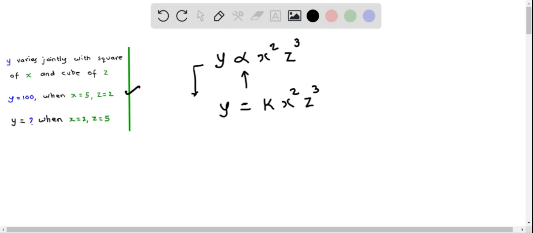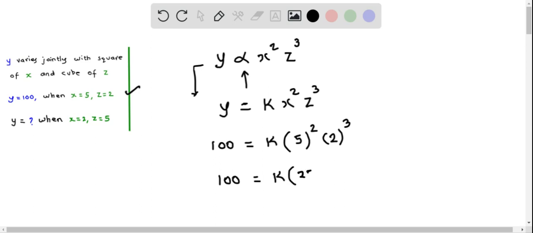So let's use this information, that is y equals 100. So I put y equal to 100, and this equals k times, when x equals 5, so replace x by 5, it becomes 5 squared, and z equals 2, so replace z by 2, therefore it becomes 2 cubed. We can solve for k from this equation. So this is 100 on the left side, and this equals k times 5 squared is 25, and 2 cubed is 8. Let's solve this.